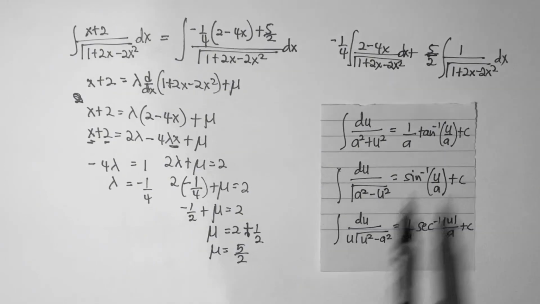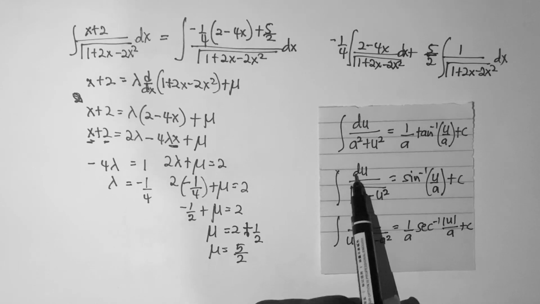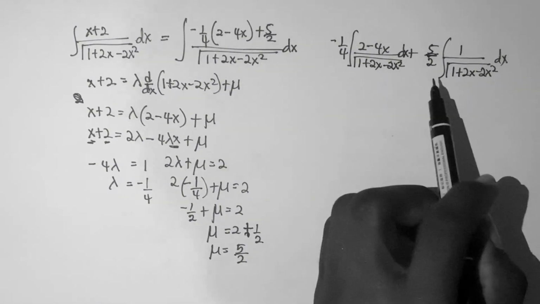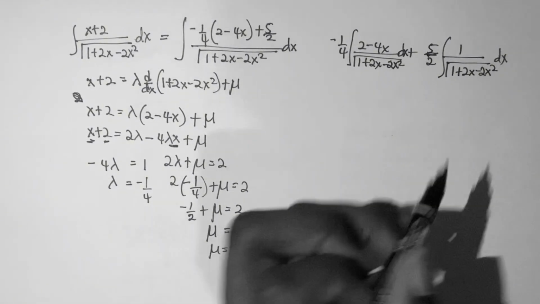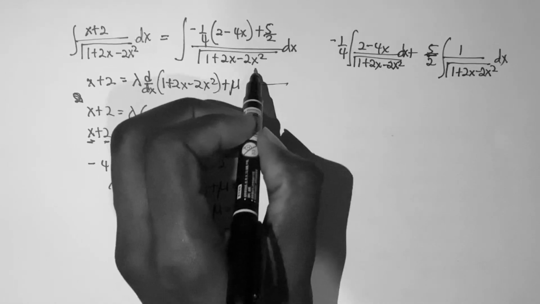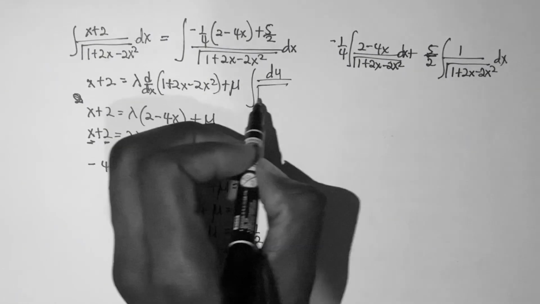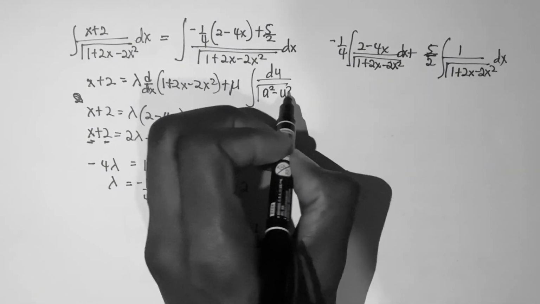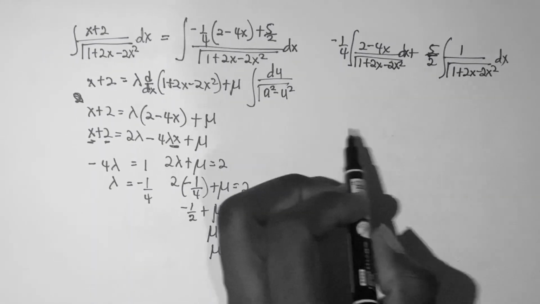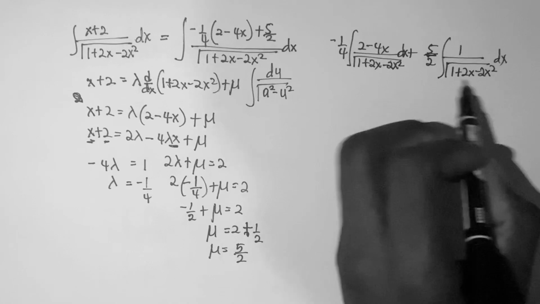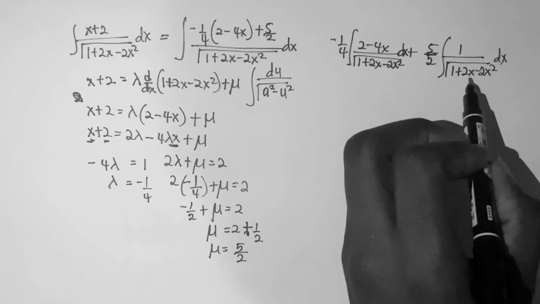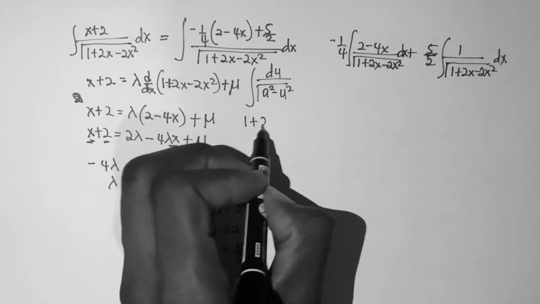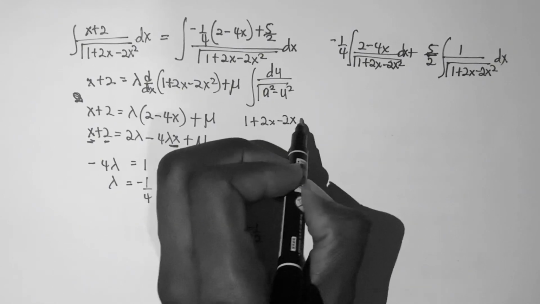You can see that this part looks like du over the square root of a squared minus u squared. So what we need to do is express this to look like the integral of du divided by the square root of a squared minus u squared. We can only do this if we first complete the squares for this denominator. So let's take this function, which is 1 plus 2x minus 2x squared.